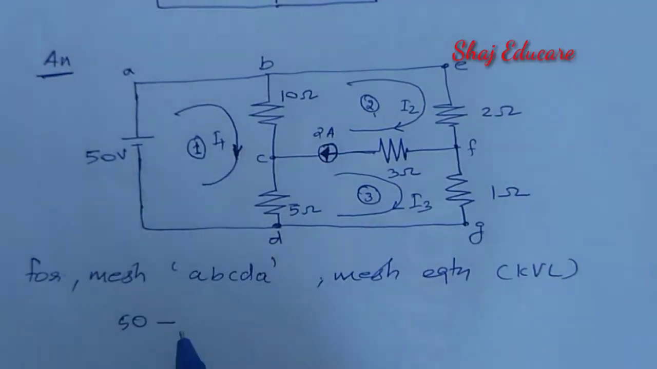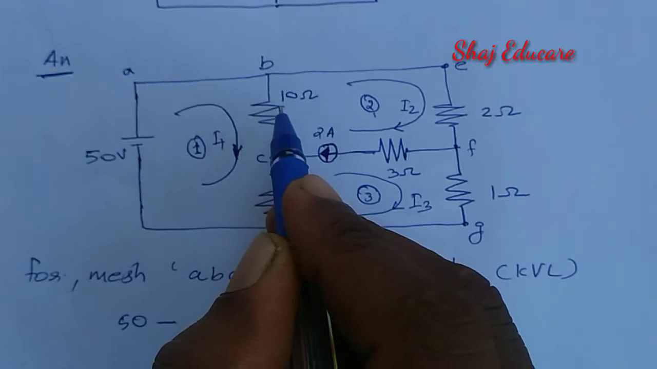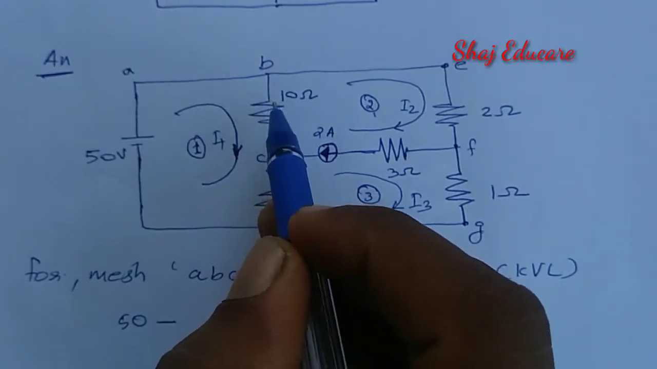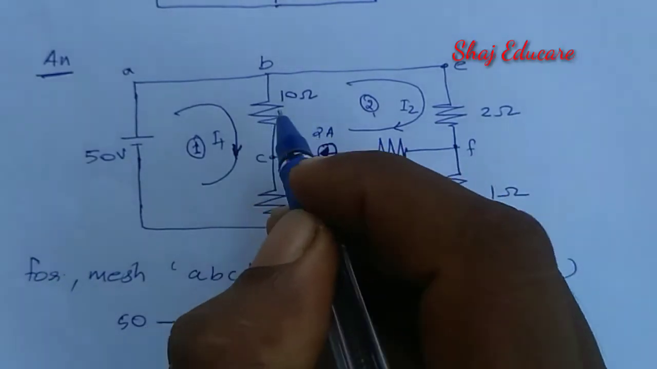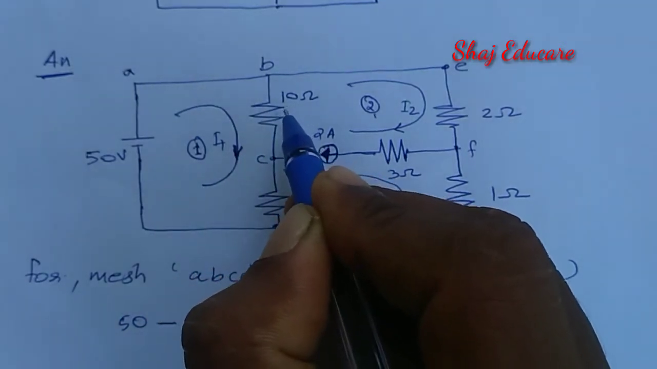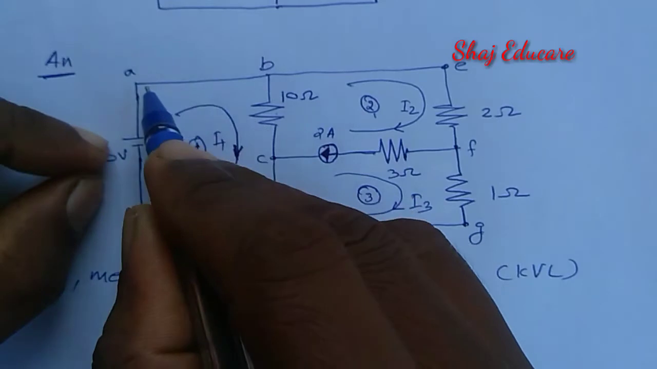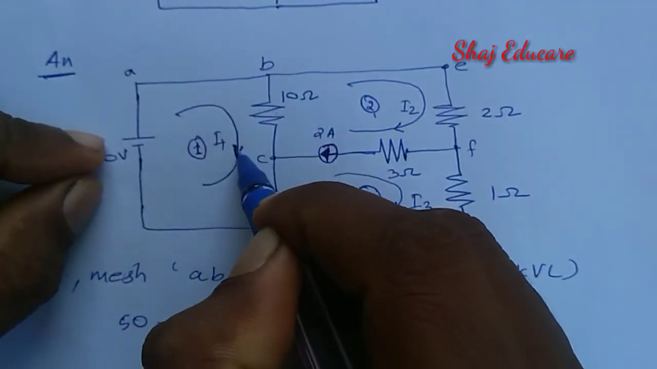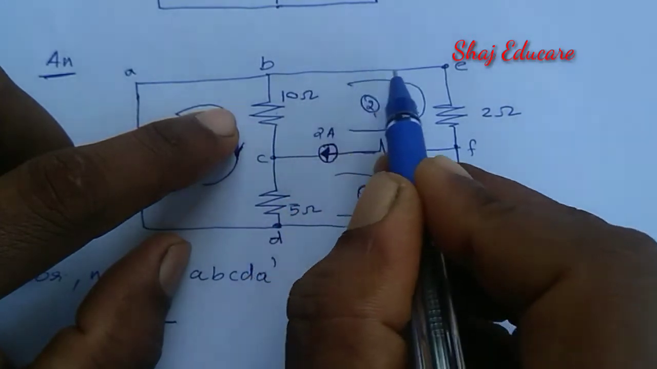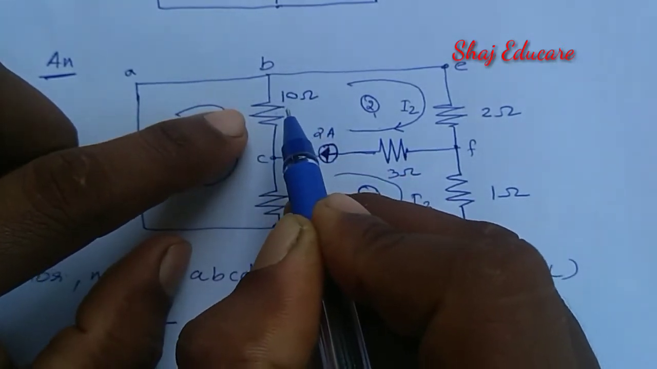Now we are writing the KVL. 50 minus, what is the voltage drop across the 10 ohm resistor? That will be 10 ohm into the corresponding current flowing through the 10 ohm resistance. What is the current flowing through the 10 ohm resistor? If we look carefully, we can say that current I1 is flowing downward through the 10 ohm resistance, as this is in clockwise direction. I1 is flowing from A to B, then B to C in downward direction, as we assumed that I1 is in clockwise direction. At the same time, the current I2 is also flowing through this loop. So the current I2 is flowing upward through the same 10 ohm resistance.